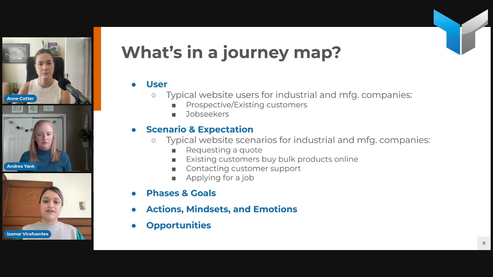Then you also have to have a scenario and an expectation. Scenarios could vary depending on what kind of user you're selecting. For example, we're going to be focusing on the request, somebody requesting a quote, which is a very popular one for typical website scenarios, especially for industrial manufacturing companies. You could also have existing customers. Maybe they're buying bulk products online. They already know who you are. They're just there to purchase what they've been purchasing for years.